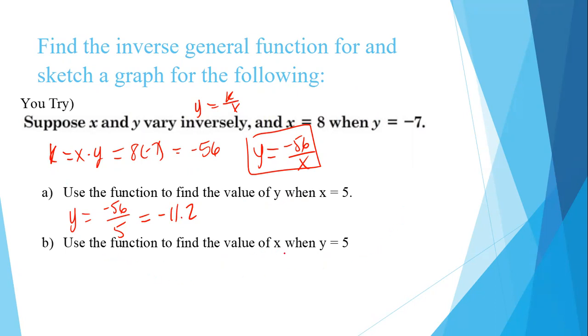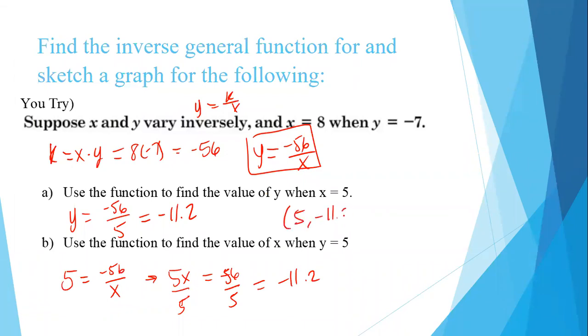And then we're going to use the function to find the value of x when y equals 5. So this time we have 5 equals -56 divided by x. Then multiply by x, and divide by 5. Oh my goodness. You get -11.2 again. Okay. All right, so notice how we have a point at (5, -11.2), and we have one at (-11.2, 5), right?